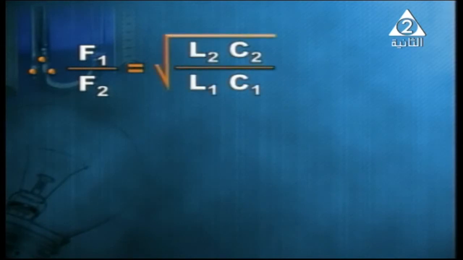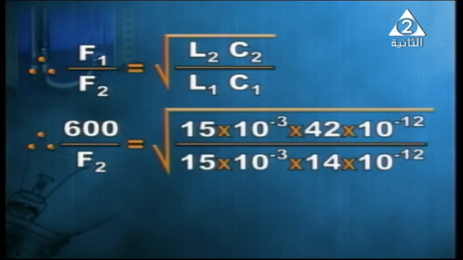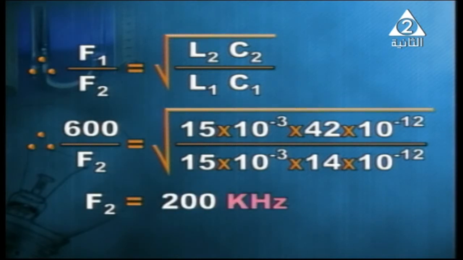And now we can say F1 over F2 is equal to square root of L2 C2 over L1 C1. So 600 over F2 is equal to square root of 15 times 10 to the power of negative 3 times 42 times 10 to the power of negative 12 over 15 times 10 to the power of negative 3 times 14 times 10 to the power of negative 12. So the second frequency is equal to 200 kilohertz. Okay.